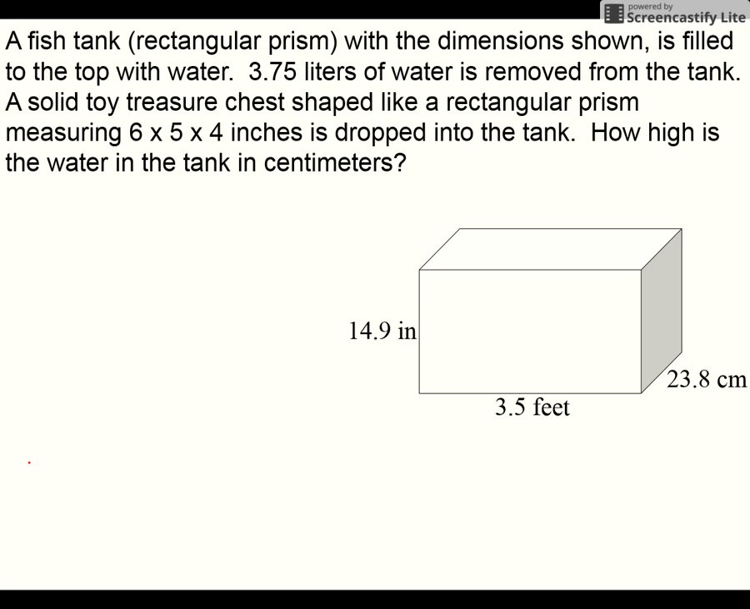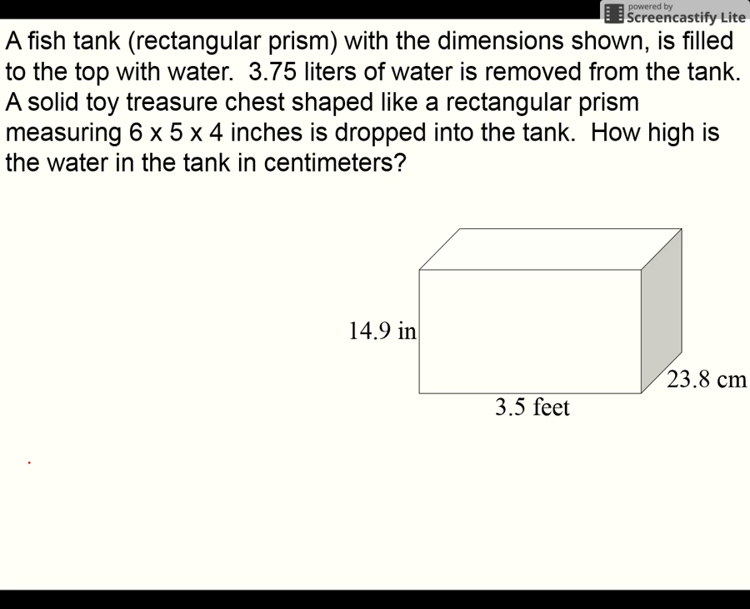It's a rectangular prism, which you can see drawn there, with dimensions shown, filled to the top with water. Then after that, it says 3.75 liters of water is removed from the tank. A solid toy treasure chest shaped like a rectangular prism measuring 6 by 5 by 4 inches is dropped into the tank. How high is the water in the tank in centimeters?